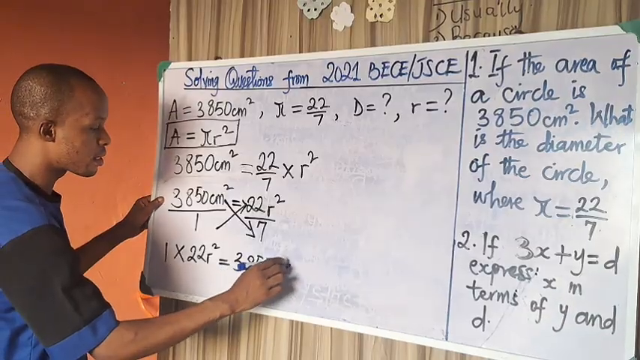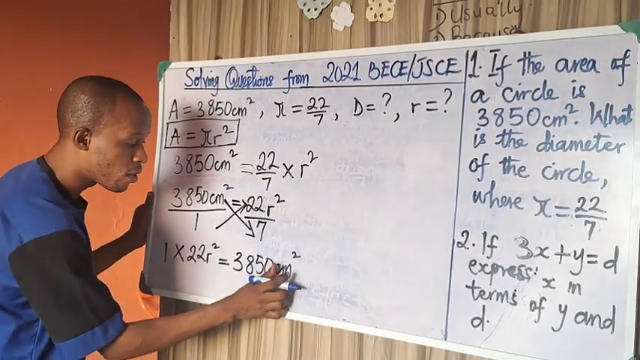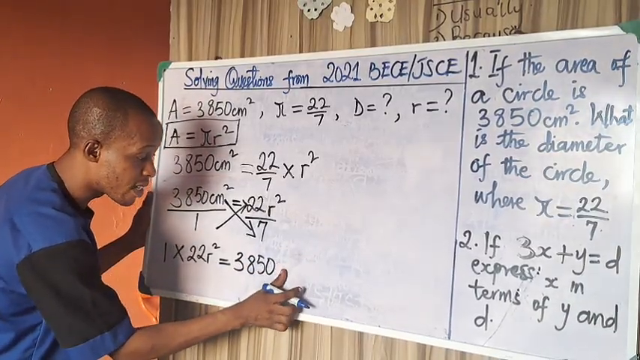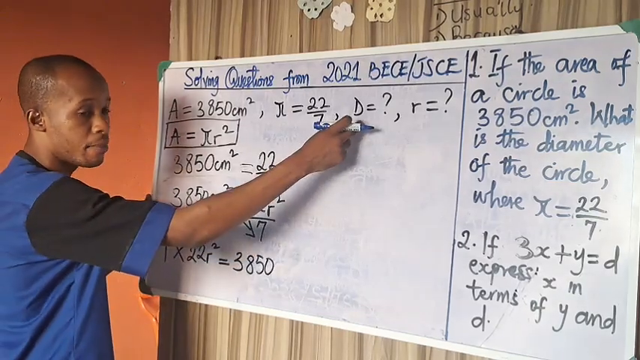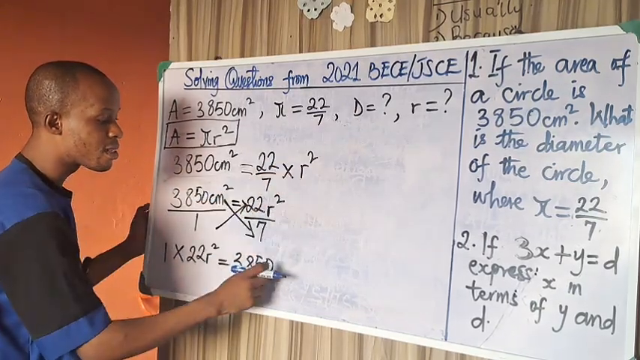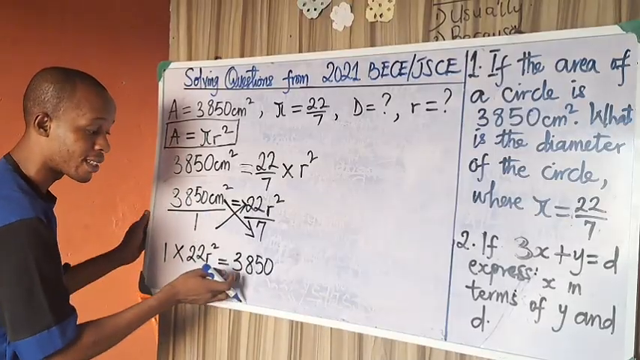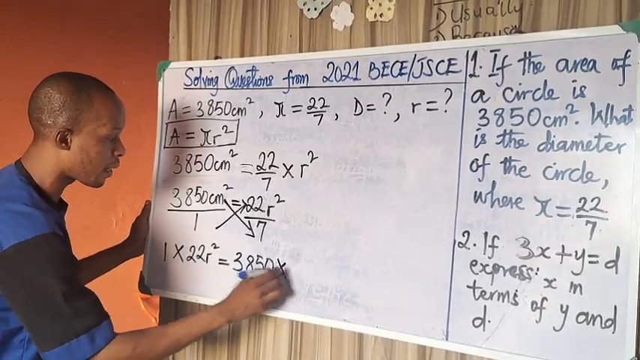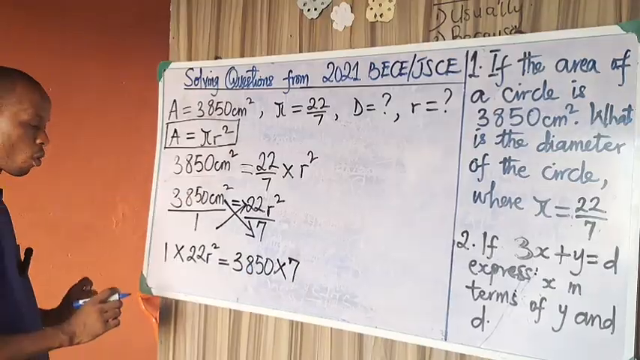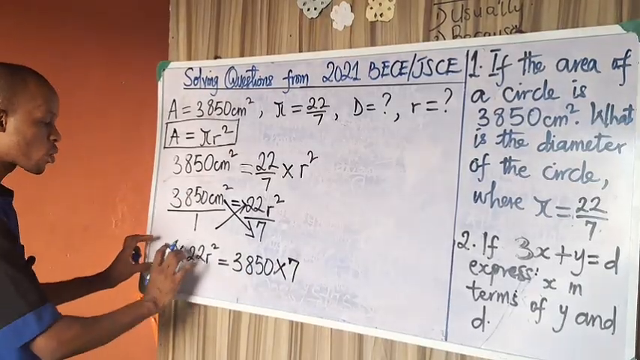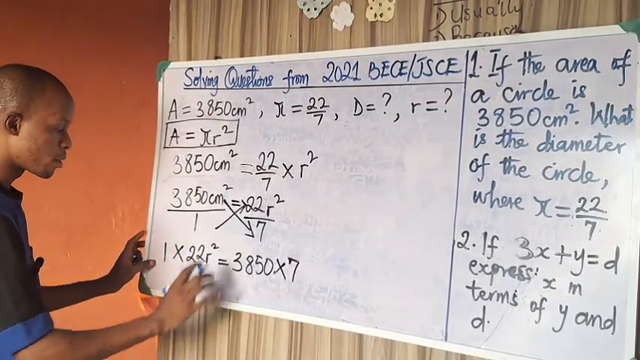3,850 centimeters squared, or you may not add the unit, since what we are looking for is diameter, and the diameter unit is not in centimeter squared. So you can just write the value out, which is 3,850 multiplied by 7. Okay, as you can see, what we have done now is called cross multiplication.